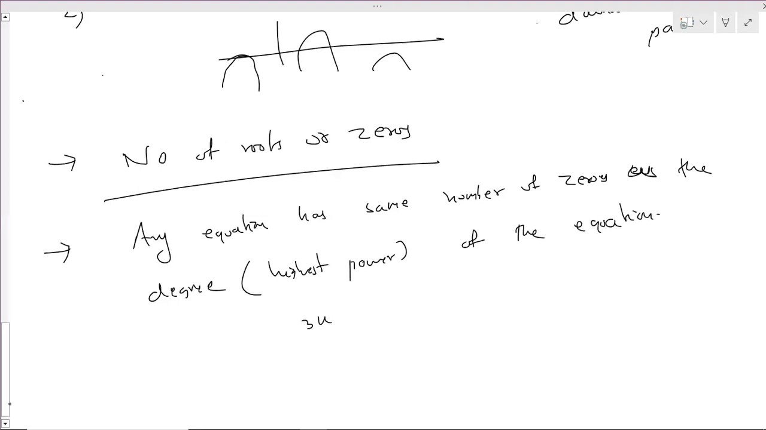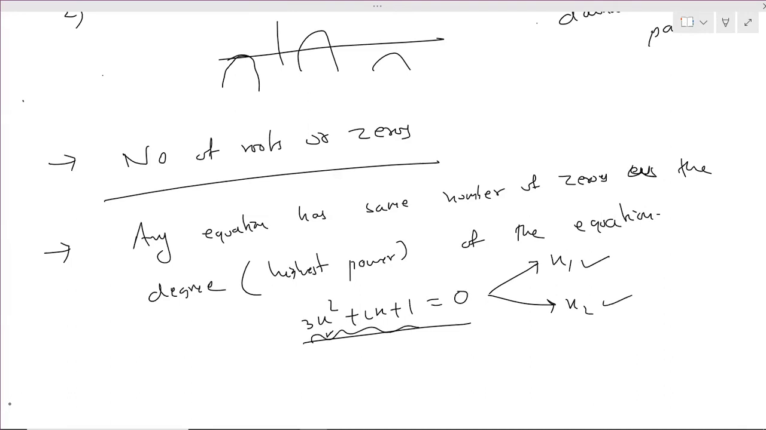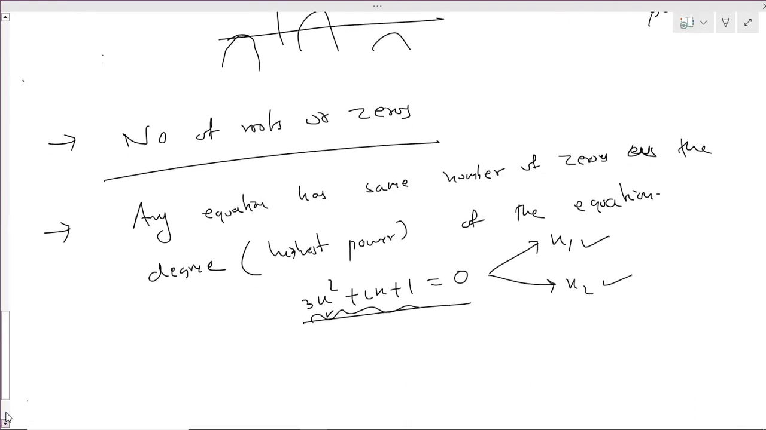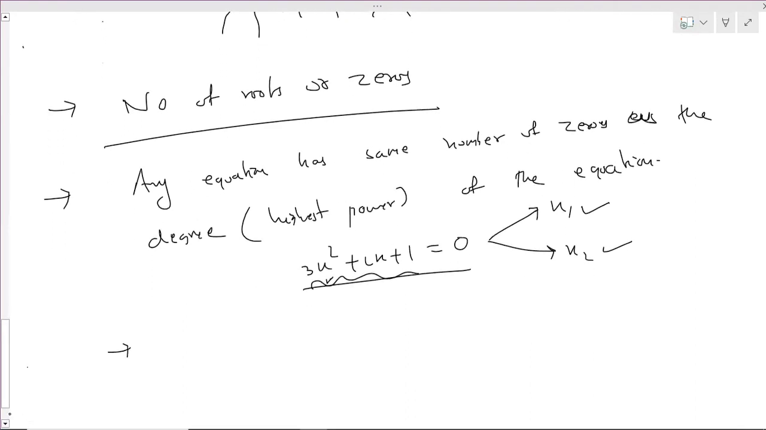So in the quadratic 3x square plus 2x plus 1 equals 0, what is the maximum power of the variable here? 2. So how many zeros will it have? 2, x1 and x2. If you find the value of x when this becomes 0, we'll get 2 values. Clear? Suppose I write 5x cube minus x square plus x plus 1 equals 0. How many zeros will it have? 3 zeros.